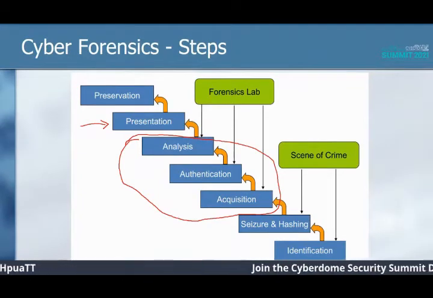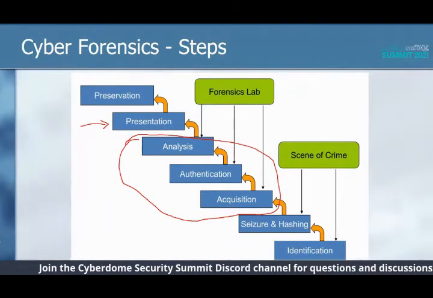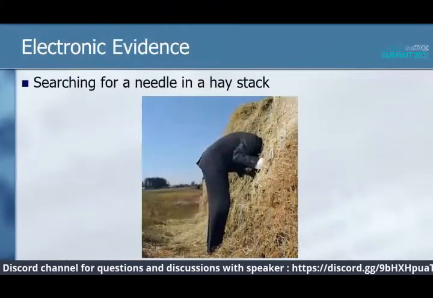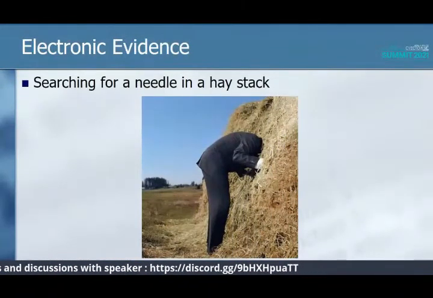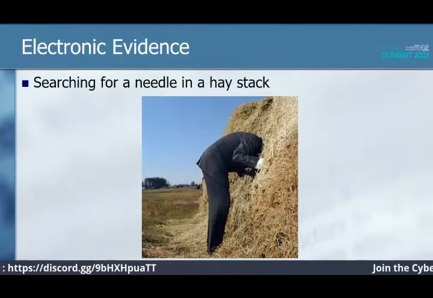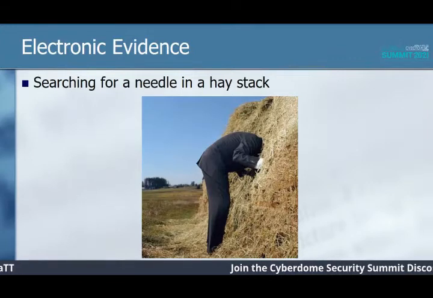Okay, let's move on to the crime scene, the interesting part. The first phase is the identification. We may wonder why there is any difficulty in the identification phase. Actually, searching for electronic evidence is like searching for a needle in a haystack. We don't know where to search. After arriving at a crime scene, we'll be faced with this challenge.